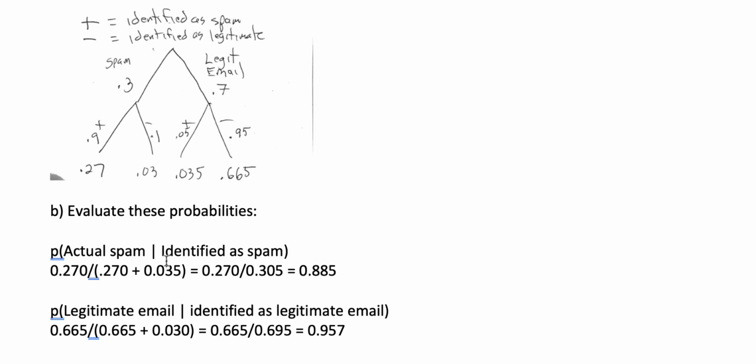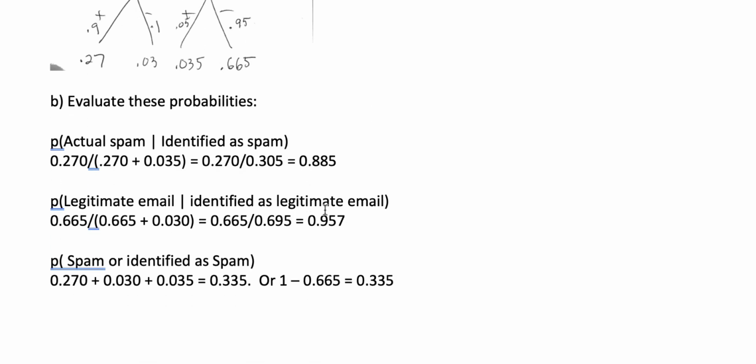The probability that if it's identified as spam, it really is spam. So we look at the two positive results. That's where it was identified as spam. The sum of these two will be our denominator, so 0.27 plus 0.035, which gives us 0.305. The numerator then would be, out of those, just the ones that are tested as positive.